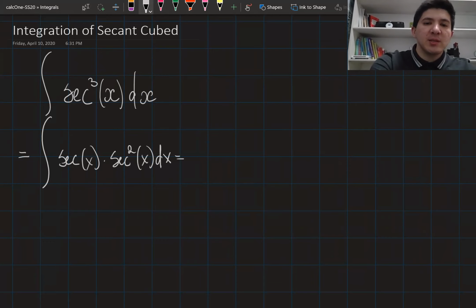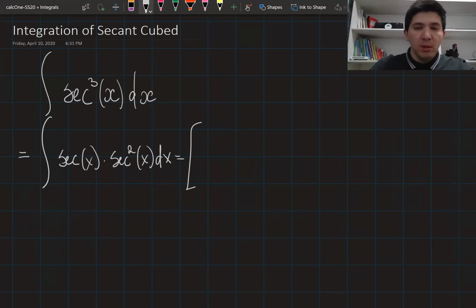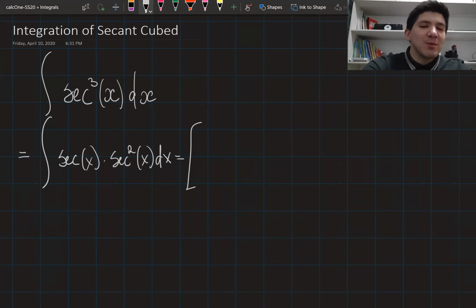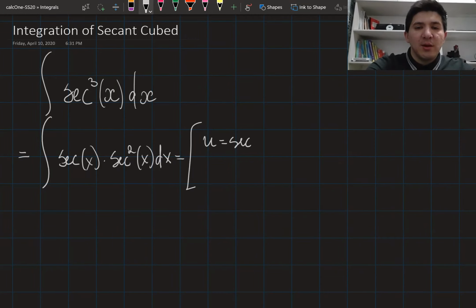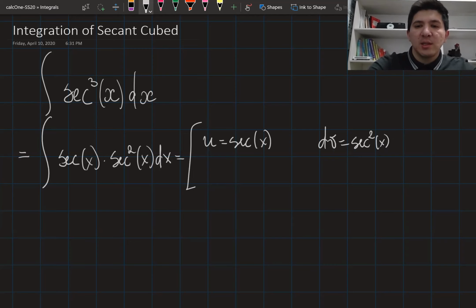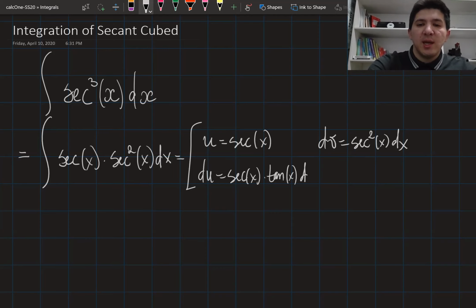And here we need to substitute something as the u, something which we can take the derivative of. So here I can take the derivative of the secant. So that's why the u is going to be equal to secant of x. dv is going to be equal to the secant in the square of x dx. So the derivative of the secant is equal to secant multiplied to the tangent of x dx.